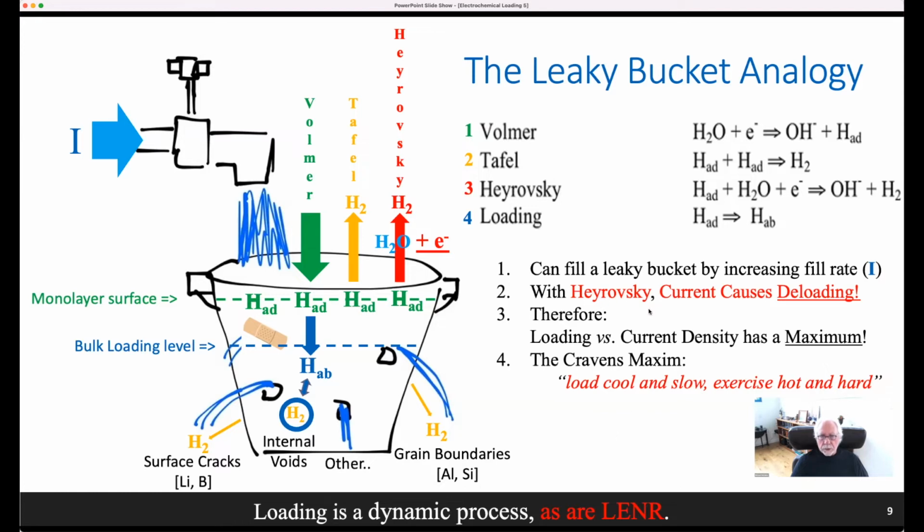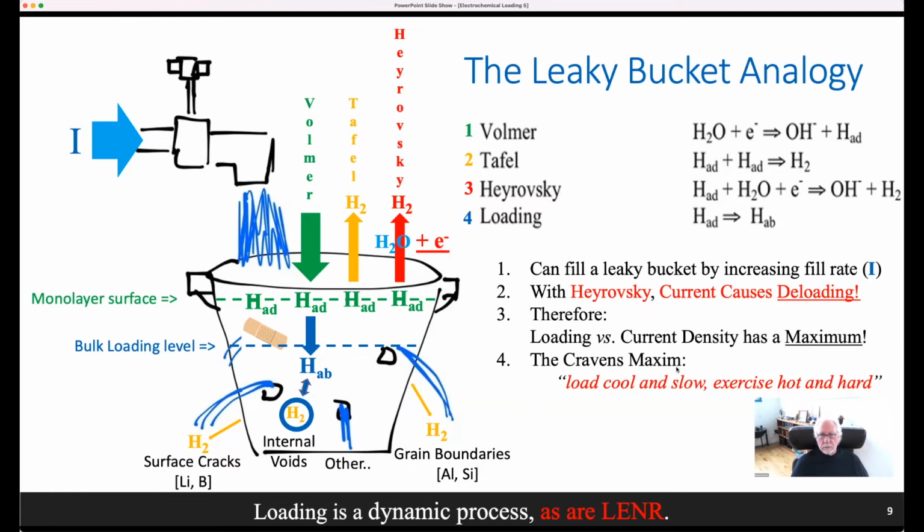But Heyrovsky causes deloading. Note that the Heyrovsky reaction takes an adsorbed species and an electron and produces a hydrogen molecule. It costs you electrons and it steals your loading. So the Heyrovsky reaction is very much to be avoided. And the loading versus current density is projected to exhibit a maximum.